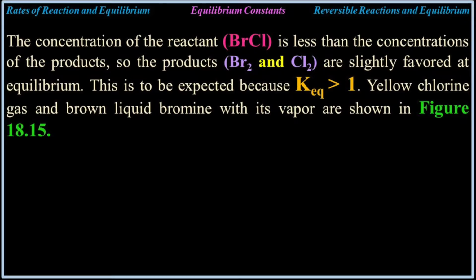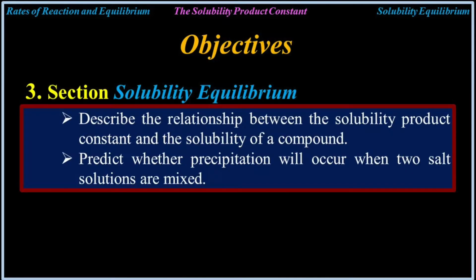The concentration of the reactant, bromine chloride, is less than the concentrations of the products. So the products, bromine and chlorine, are slightly favored at equilibrium. This is to be expected because Keq is greater than 1. Yellow chlorine gas and brown liquid bromine with its vapor are shown in figure 18.15.